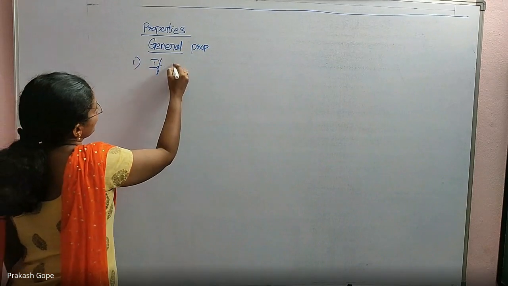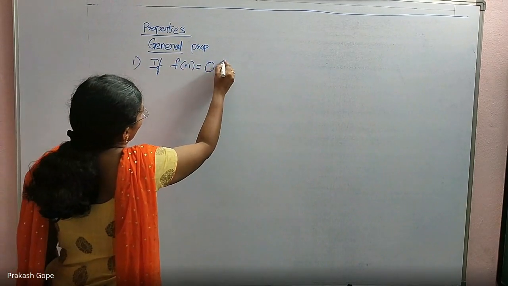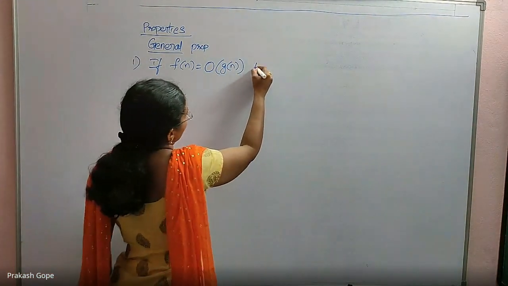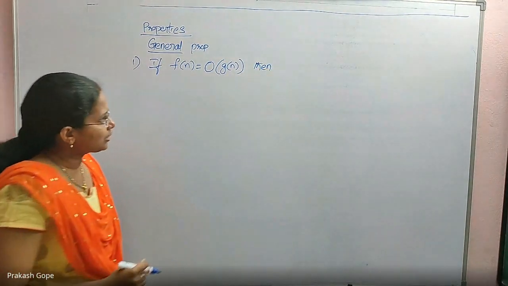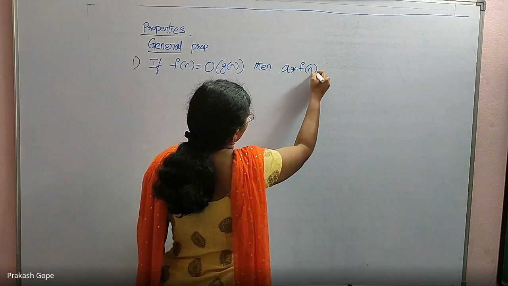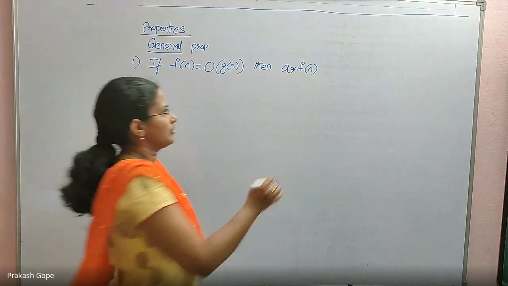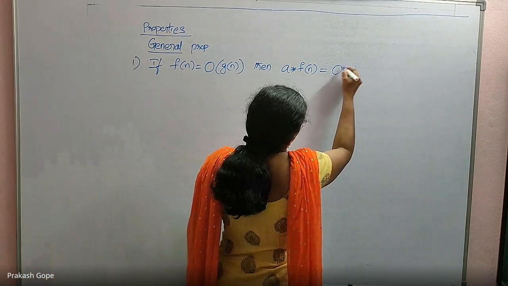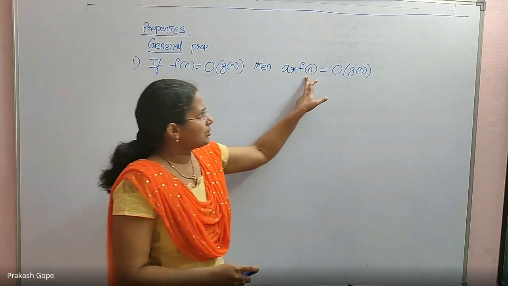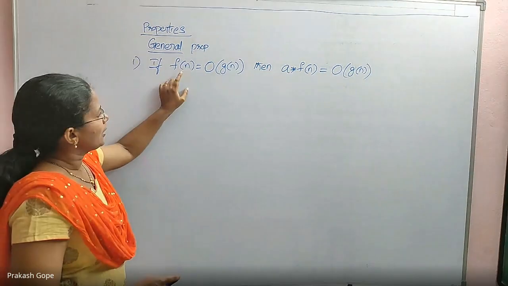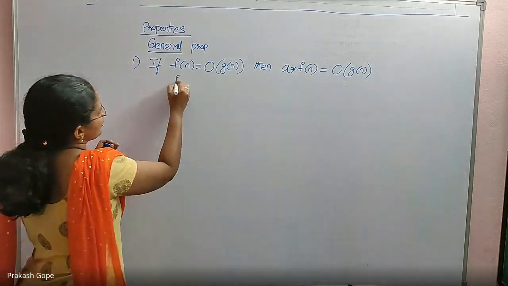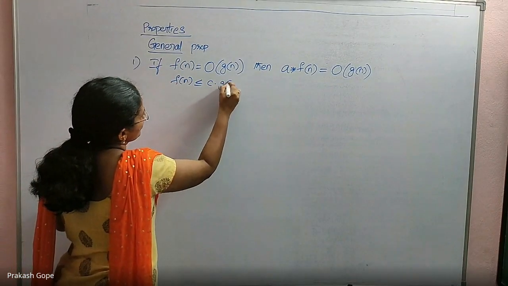If f of n is equal to big O of g of n, so if this is true, then we can say, wherever I write then or implies both are same, then even if you multiply the left hand side with a constant a, still it is valid. That is the meaning. It is equal to big O of g of n. There is no difference. Why? You know what is the meaning of f of n equal to big O of g of n? F of n is less than or equal to some constant into g of n.